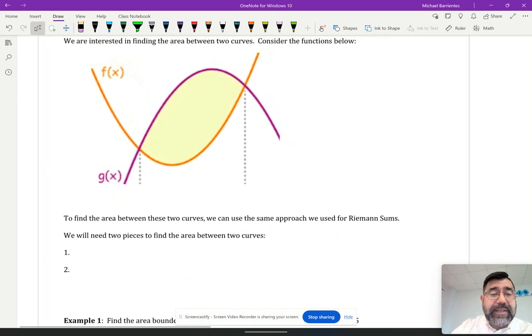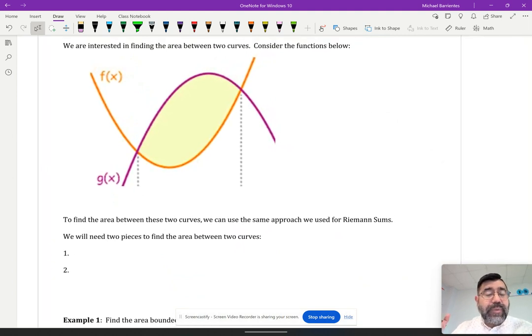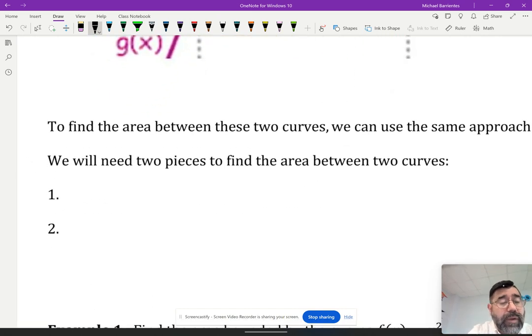So let's start by taking a look at this situation. We have two functions, and the area that's bounded by those two functions, the area that's trapped, is the area that we're looking for. Obviously, you can take a look at the shaded area. This is not a geometric shape. This is not a circle, a rectangle, trapezoid, triangle, whatever. It's not a normal shape. However, I do know how to find the area between two curves, because we're going to need two pieces of information. We need to know where the functions intersect.